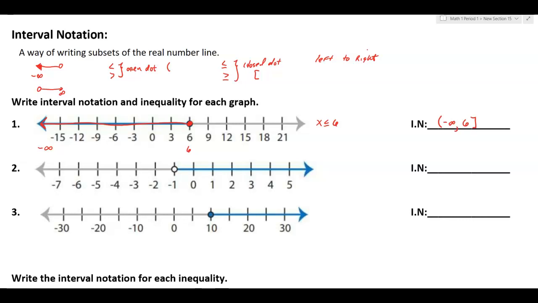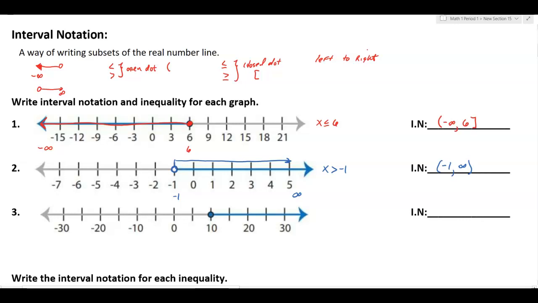When we look at the second example here, we see an open dot on -1, and we are shaded to the right. If we were to write the inequality for this, it would be x is greater than -1. When we write interval notation, where does this graph start on the left? It starts at -1, and it goes right all the way to positive infinity. So again, where are we starting on the left? We're starting at -1. Because it's an open dot, we're going to use a round parentheses. And where does it go all the way to the right? It goes to positive infinity, and it'd be a round parentheses.